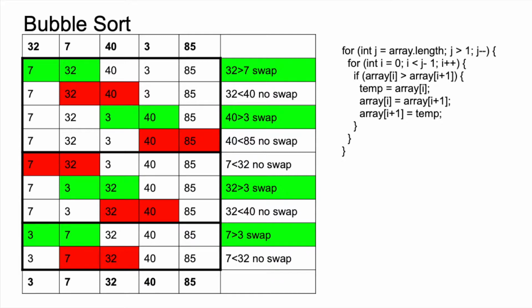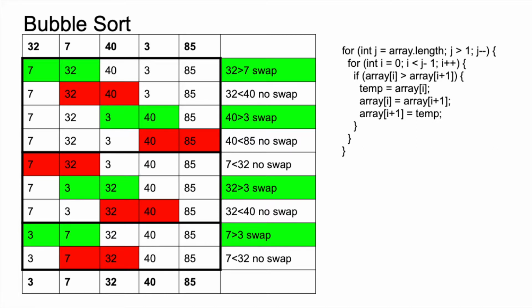For the next repeat of the outer loop, 7 is compared with 32, where 7 is not greater, so no swap. 32 is then compared with 3, where 32 is greater, so the elements are swapped. Lastly, 32 is compared with 40, where 32 is not greater, so no swap. 40 is now in the ordered position.